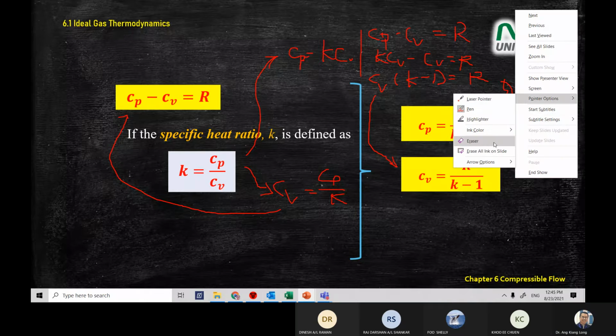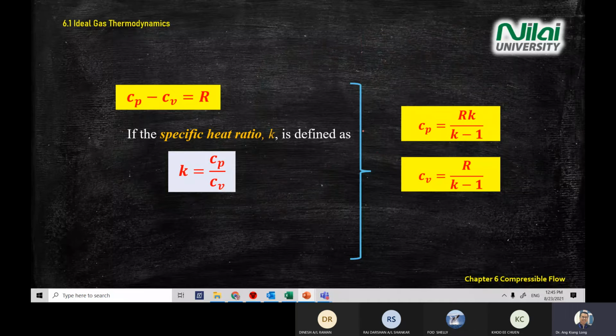We'll come to these slides for revision, and in your revision, try to understand how you get these two, because later we will use these two definitions to build a more complex equation. So Cp equals Rk divided by K minus 1, and Cv equals R divided by K minus 1. By having these two equations, you can find the R value in the table, the K value in the table, and you can find what Cp and Cv are.